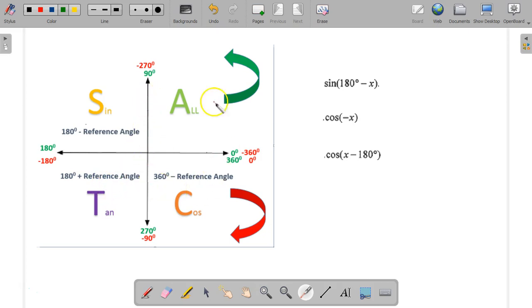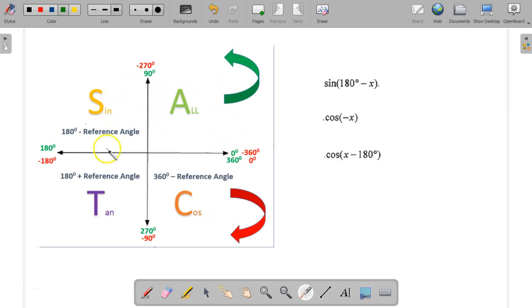So here's the CAST diagram, and what I want to highlight is that if you look at the angles, you can see green is the angles moving in the anticlockwise direction, and these are positive angles. So I start at 0 degrees, move to 90, 180, 270, and I come back to 360, which is a revolution. And I can see that between 0 and 90, all of my trig ratios are positive. Between 90 and 180, sine is positive. Between 180 and 270, tan is positive. Between 270 and 360, cos is positive.